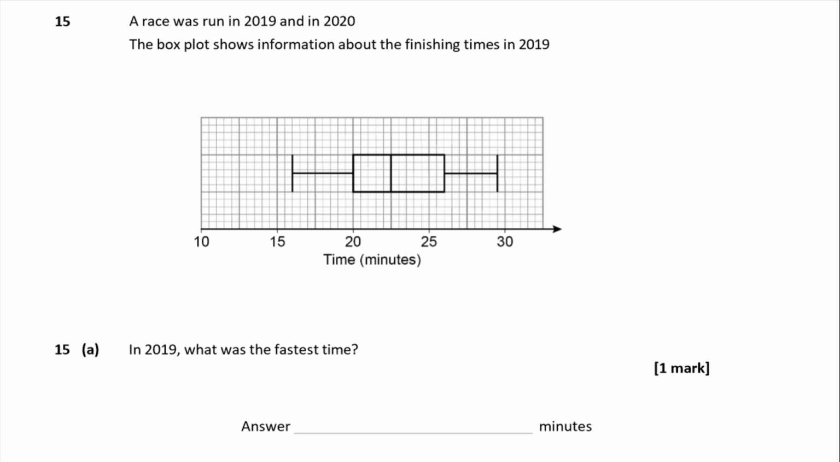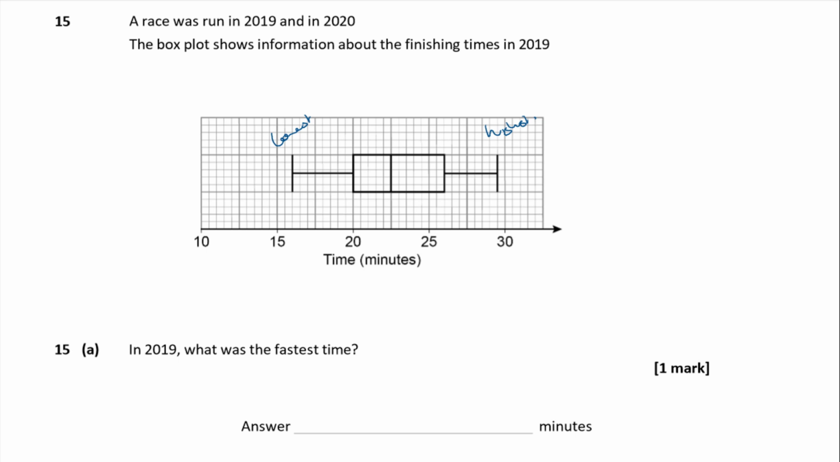Question 15. A race was run in 2019 and 2020. The box plot shows information about finishing times in 2019. 15a says, in 2019, what was the fastest time? Now, on a box plot, this is your lowest, and this is your highest, isn't it? But in terms of time, is your fastest time the biggest time, or is your fastest time the smallest time?